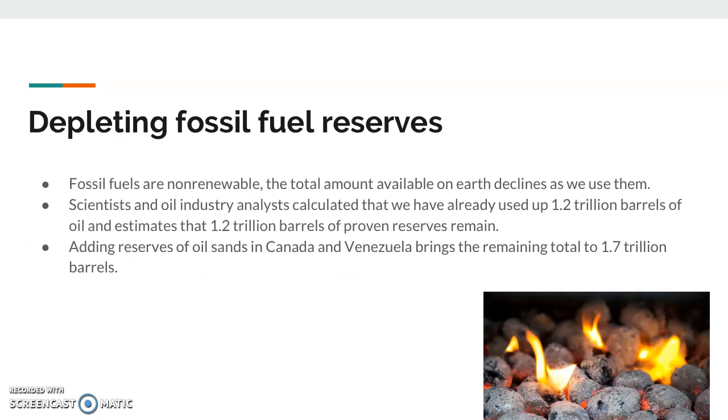Depleting fossil fuel reserves. Fossil fuels are non-renewable, so the total amount available on Earth declines as we use them. Stuff's just not going to keep coming back and back and back. Scientists and oil industry analysts calculate that we have already used up 1.2 trillion barrels of oil and estimate that 1.2 trillion barrels of proven reserves remain. That's insane. Adding reserves of oil sands in Canada and Venezuela brings the remaining total to 1.7 trillion barrels. It's just fun facts.